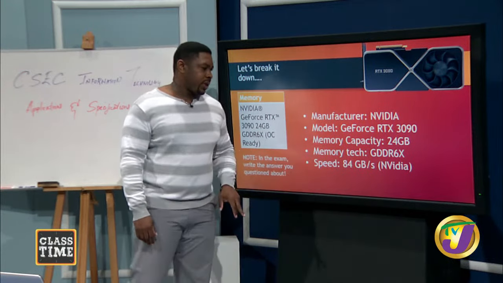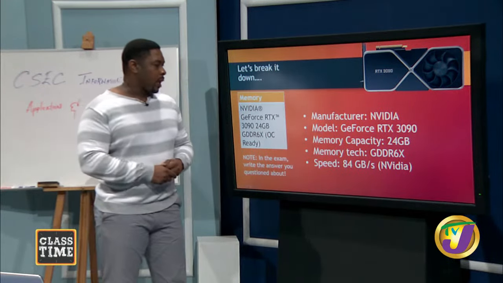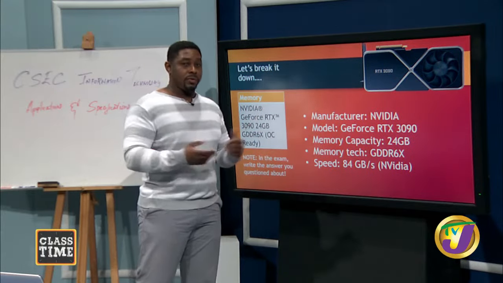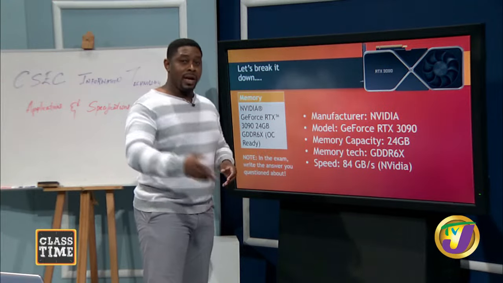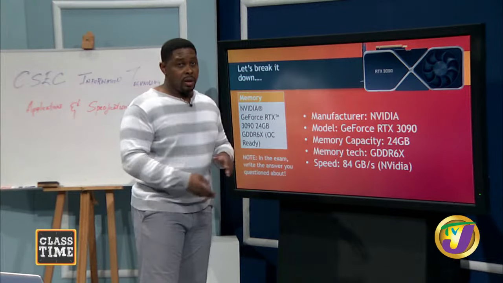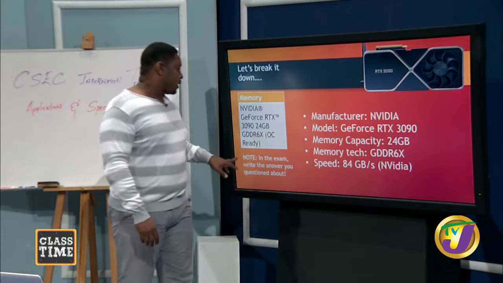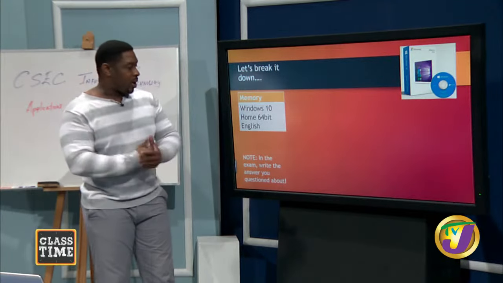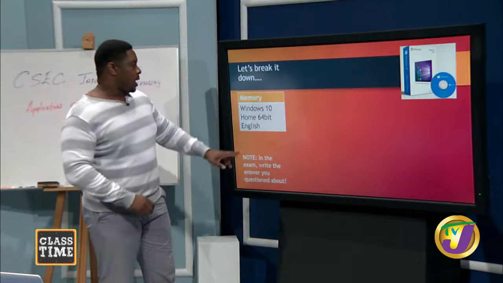And of course, there are specifications on the web that you can look up. But for your purpose, you don't need to know all of that. But just to give you, those of you who are nerds and geeks like myself, 84 gigabits per second will run on something like that. All right. Then, of course, the Windows 10 that we all know, Home Edition, 64-bit.